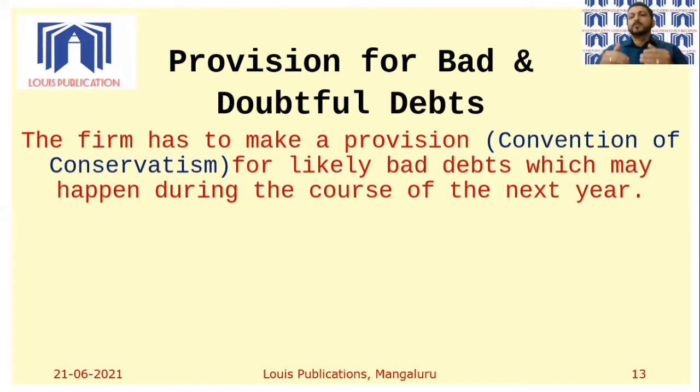In future, all the debtors may pay. But if all the debtors don't pay, and suppose 3,000 worth of bad debts happen, this provision will adjust that particular value. Remember this. For likely bad debts, we are not aware which debtor's debt is likely to become bad debt. So the business is only making a provision. And this provision will help the business in setting off the bad debt that may be incurred in the next year. So the firm has to make a provision for likely bad debts which may happen during the course of the next year. This is the outcome of the application of the convention of conservatism.